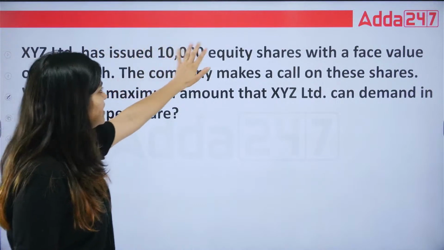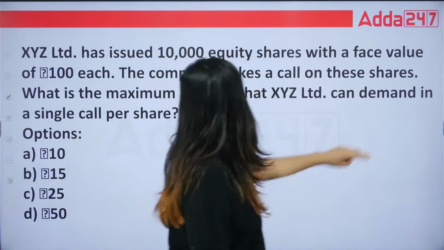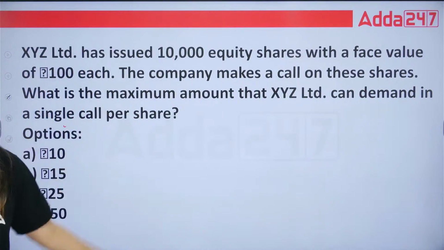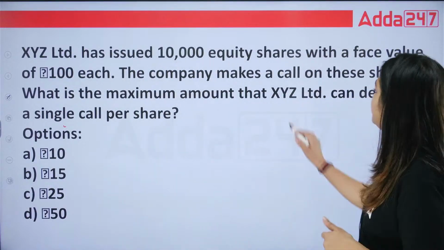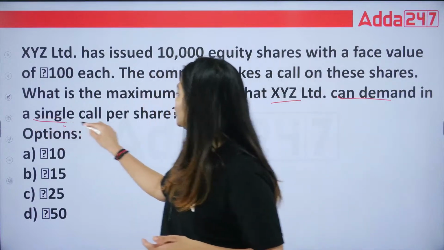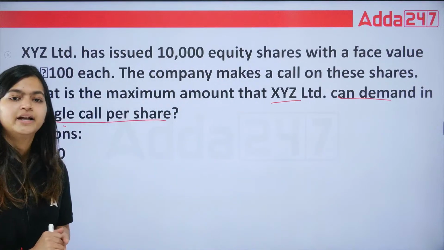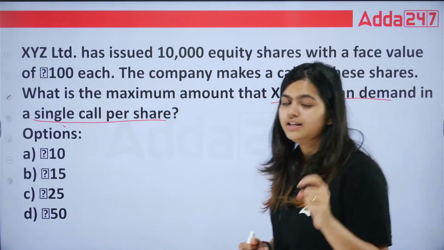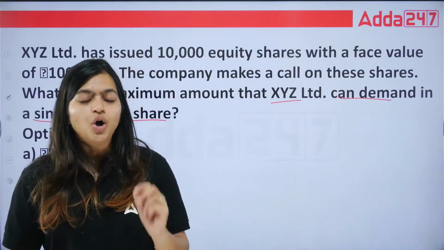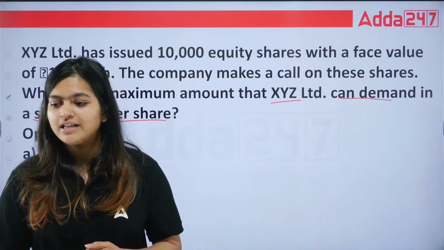XYZ Limited has issued 1,000 equity shares with a face value of 100 each. The company makes a call on these shares. What is the maximum amount that XYZ Limited can demand in a single call per share? Tell me, what is the maximum limit for a single call? It is already given in your theory part. There is one single line which says the maximum call you can do in a single transaction.